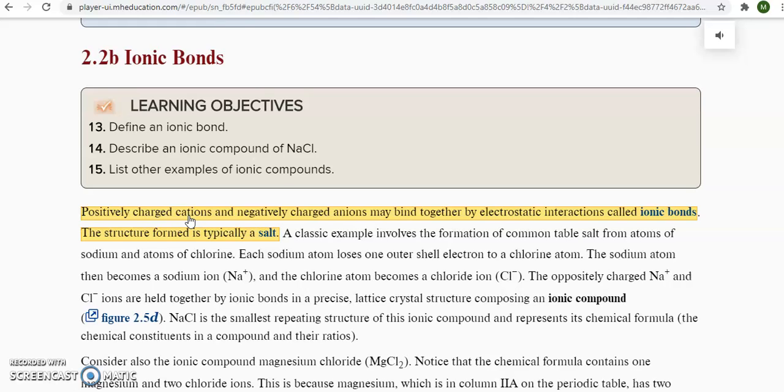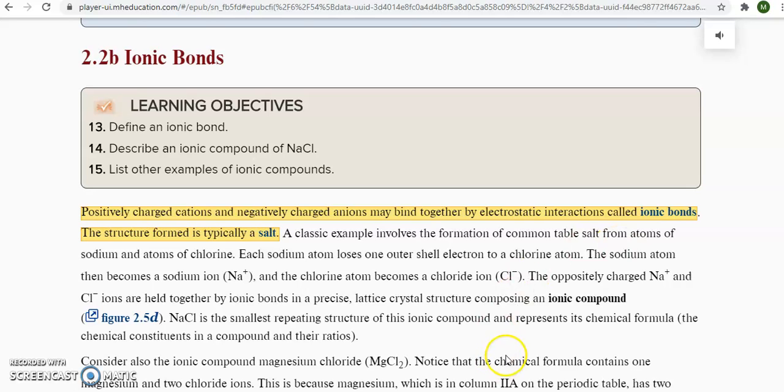And once they form, we'll call that substance that's formed a salt. Salt is the term that you'll hear, and what that means is it's just a substance that was formed by an ionic bond. A classic example is the common table salt, the salt you use on your French fries and stuff. That is made up of the atoms of sodium and chloride.